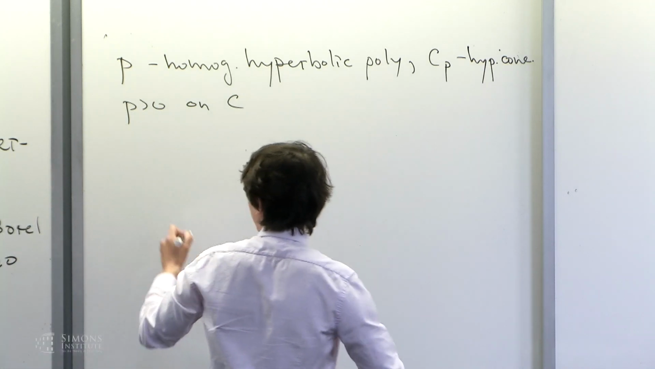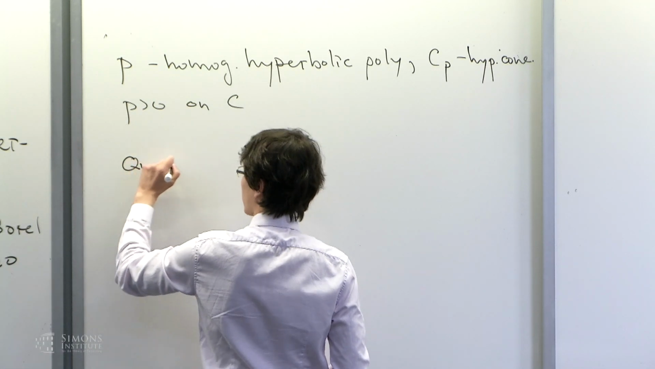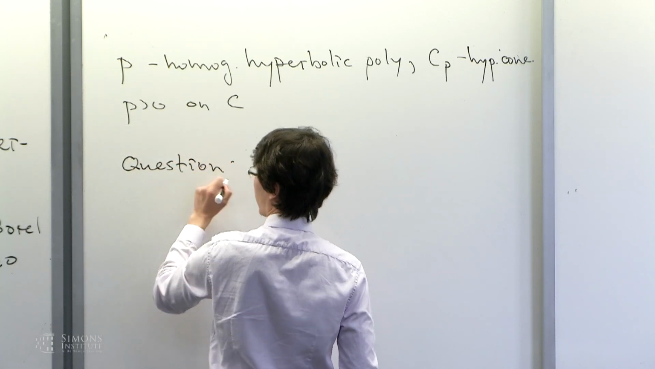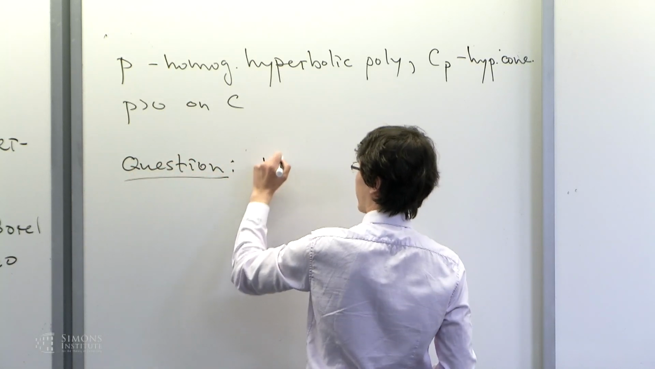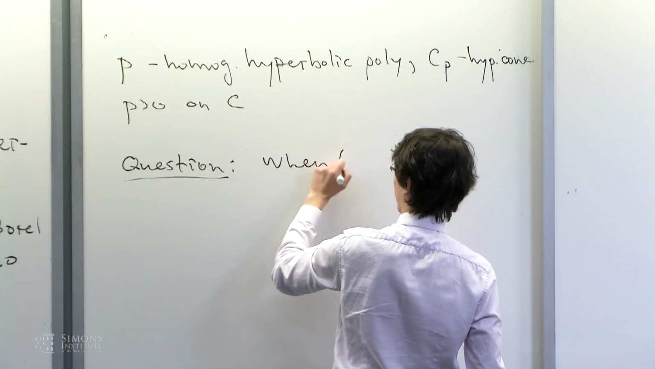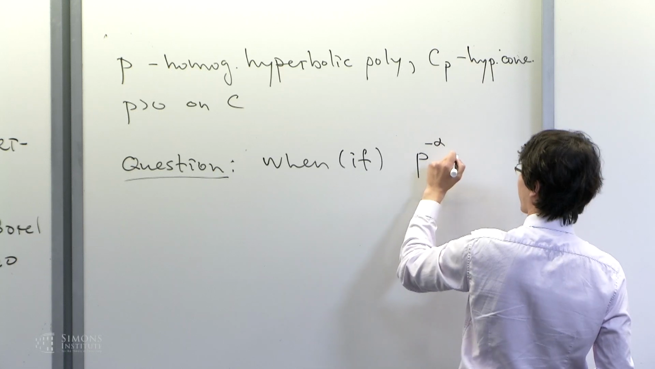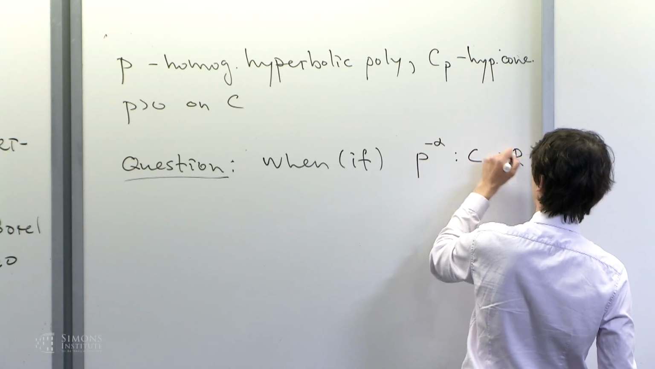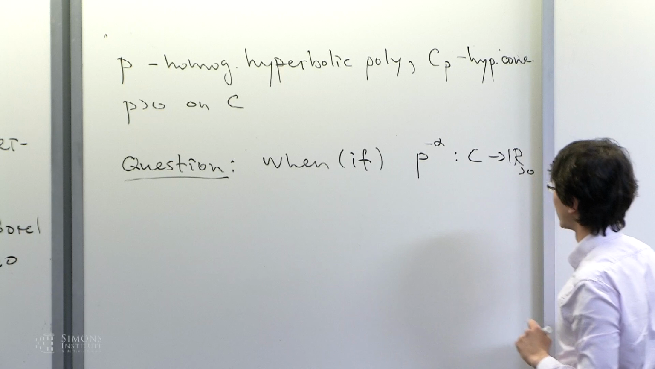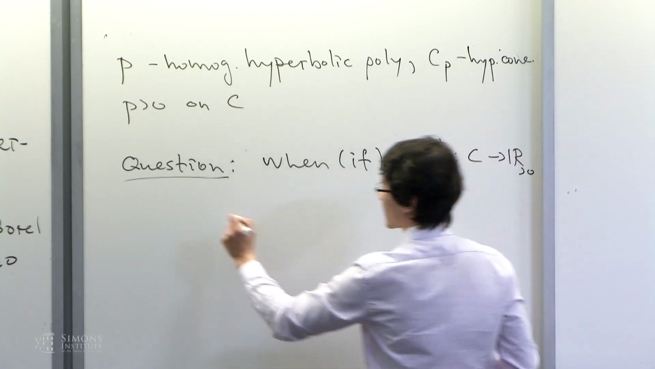Okay? And then I'm interested in the following question. When, and if, P to the power minus alpha, which is a perfectly defined function that takes positive values on my cone C, is completely monotone.